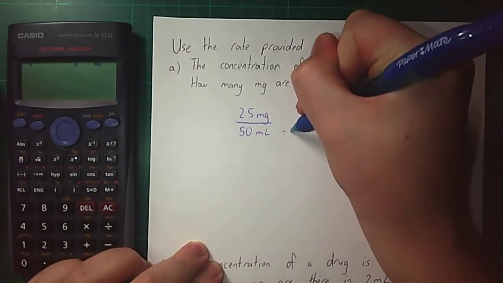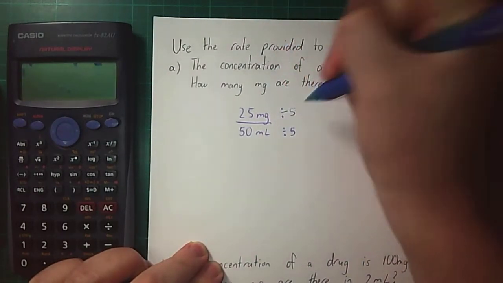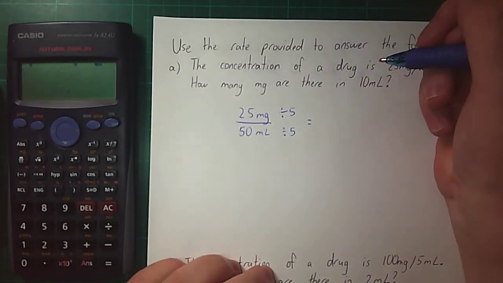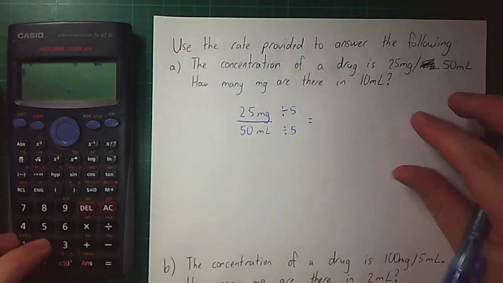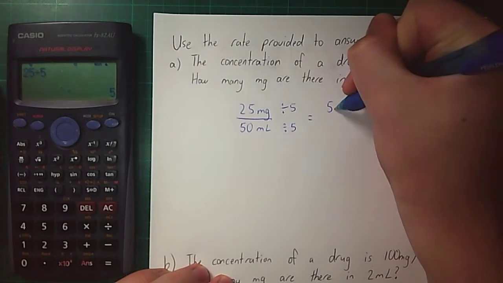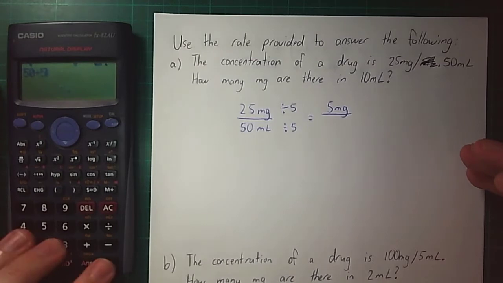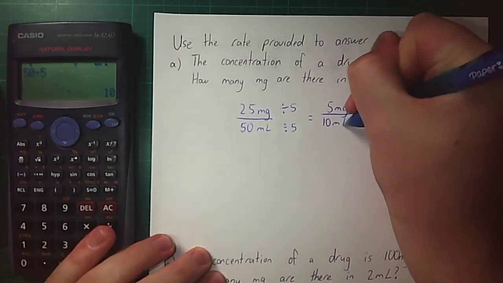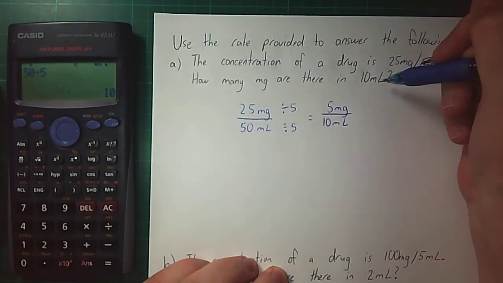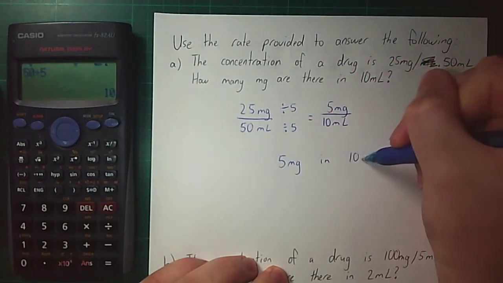I'm going to divide the bottom by 5, but if I'm dividing the bottom by 5, I have to divide the top by 5 as well. Otherwise, we're changing the question. So if I do 25 divided by 5, I've got my calculator here just to help me in case I make a mistake. We get 5 milligrams on top. And just to check again, 50 divided by 5 will give us 10 milliliters. Now that means there's 5 milligrams in 10 milliliters. So how many milligrams are there in 10 milliliters? 5 milligrams in 10 milliliters.